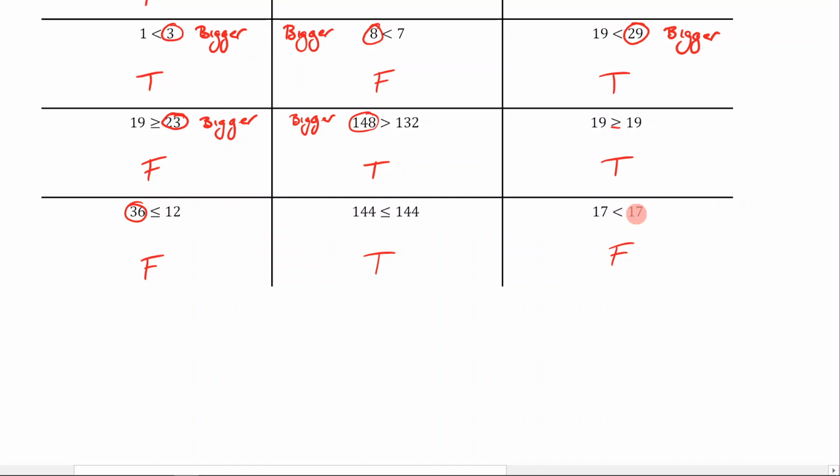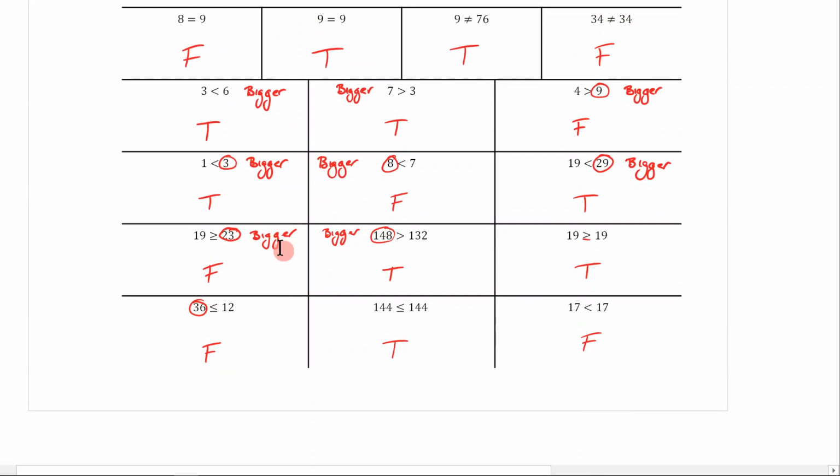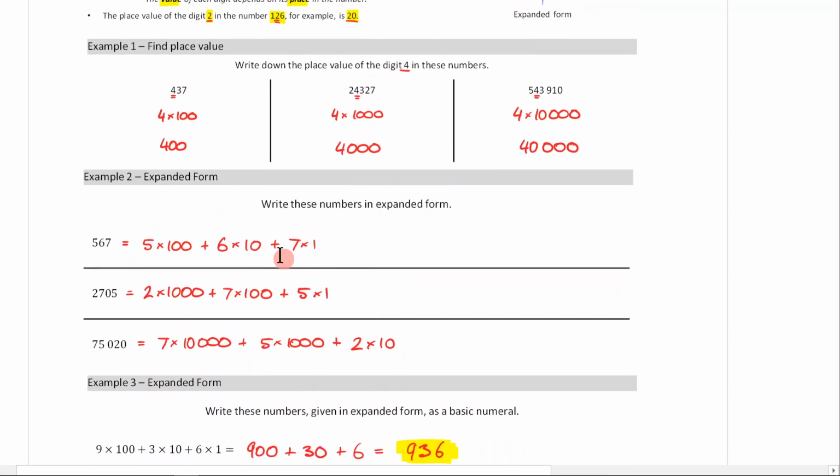Okay, hopefully you found that manageable. I know that sometimes these inequalities can do your head in a little bit. They do me too. Hopefully all that made sense, and I'll see you in the next lesson.